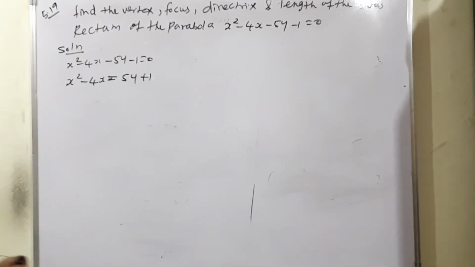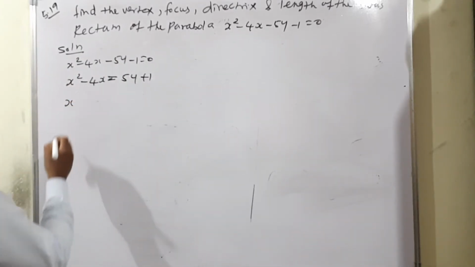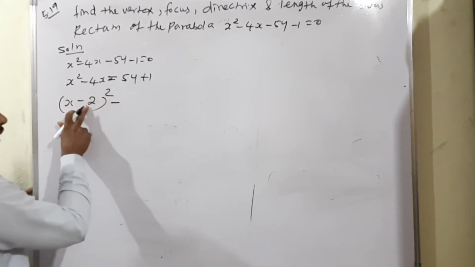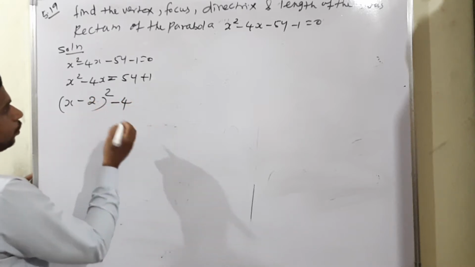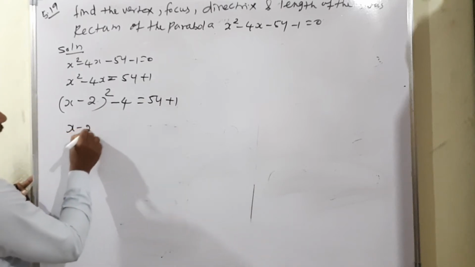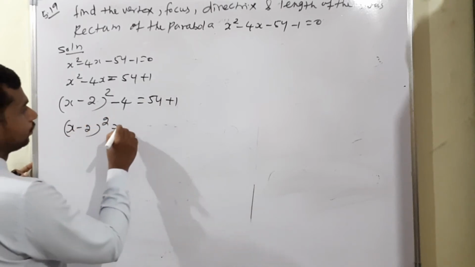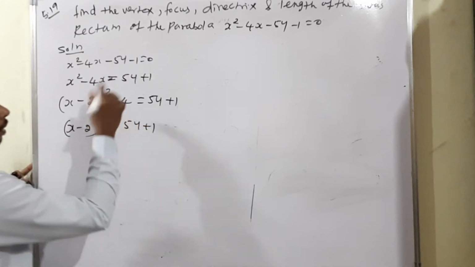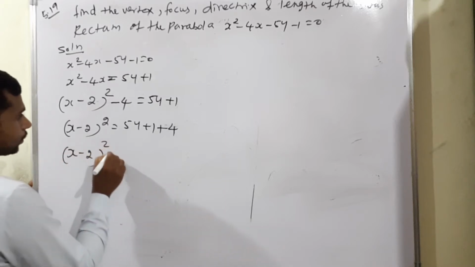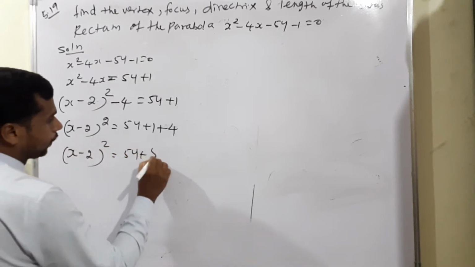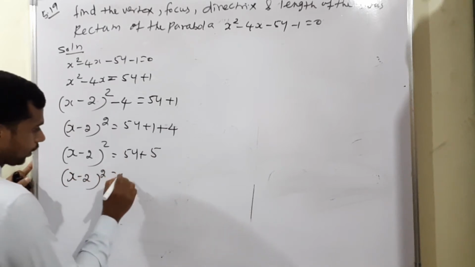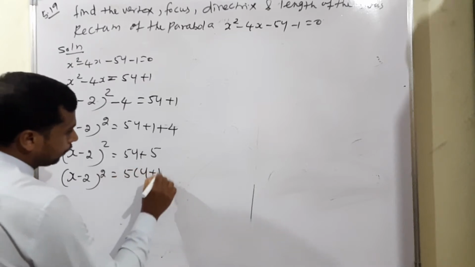So here, what will happen? x, half of 4 means definitely 2 will come. So (x minus 2) the whole square, then minus the square of 2. The square of 2 means 4 will come, is equal to 5y plus 1. Now (x minus 2) the whole square is equal to 5y plus 1. Minus 4, bring it to the opposite side, means positive 4. Again (x minus 2) the whole square is equal to 5y plus 5.